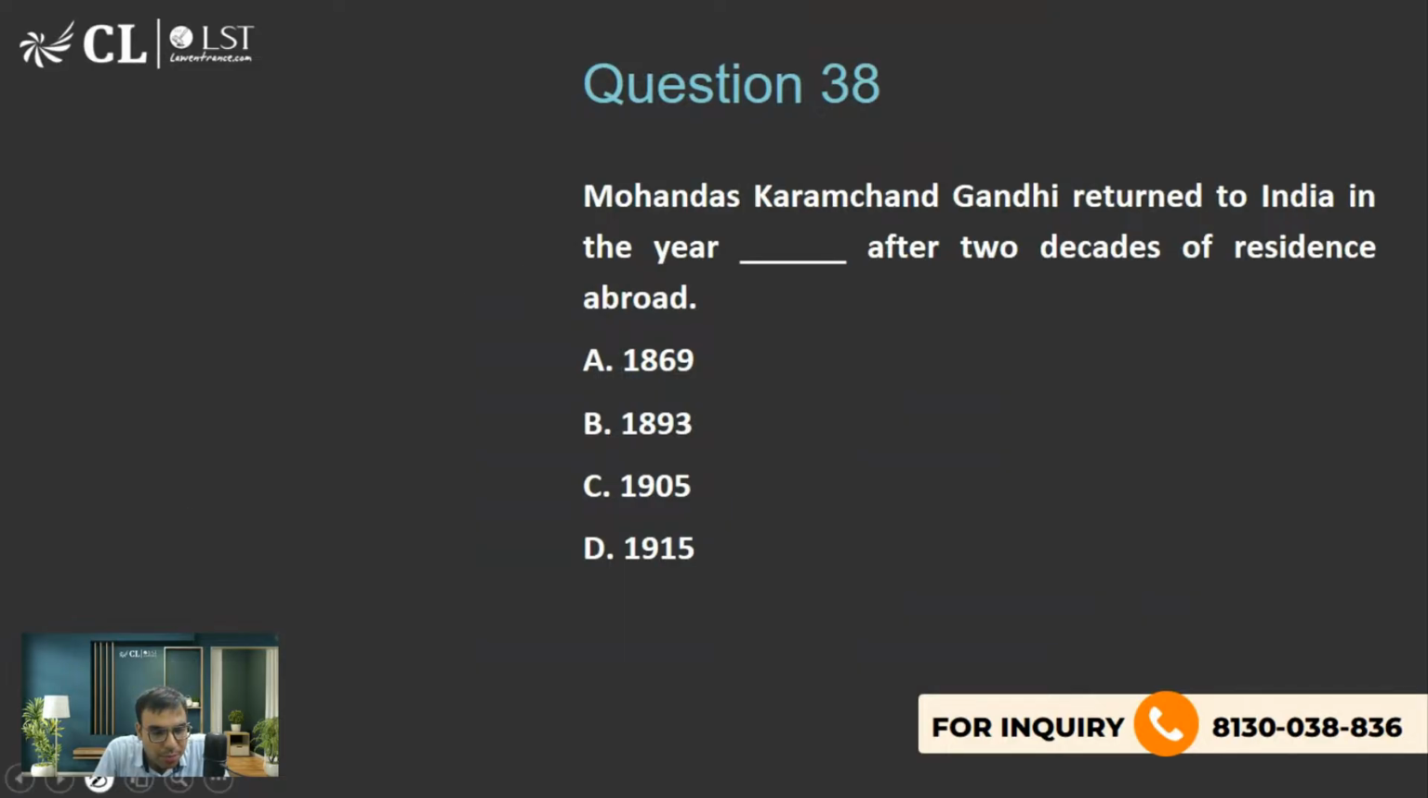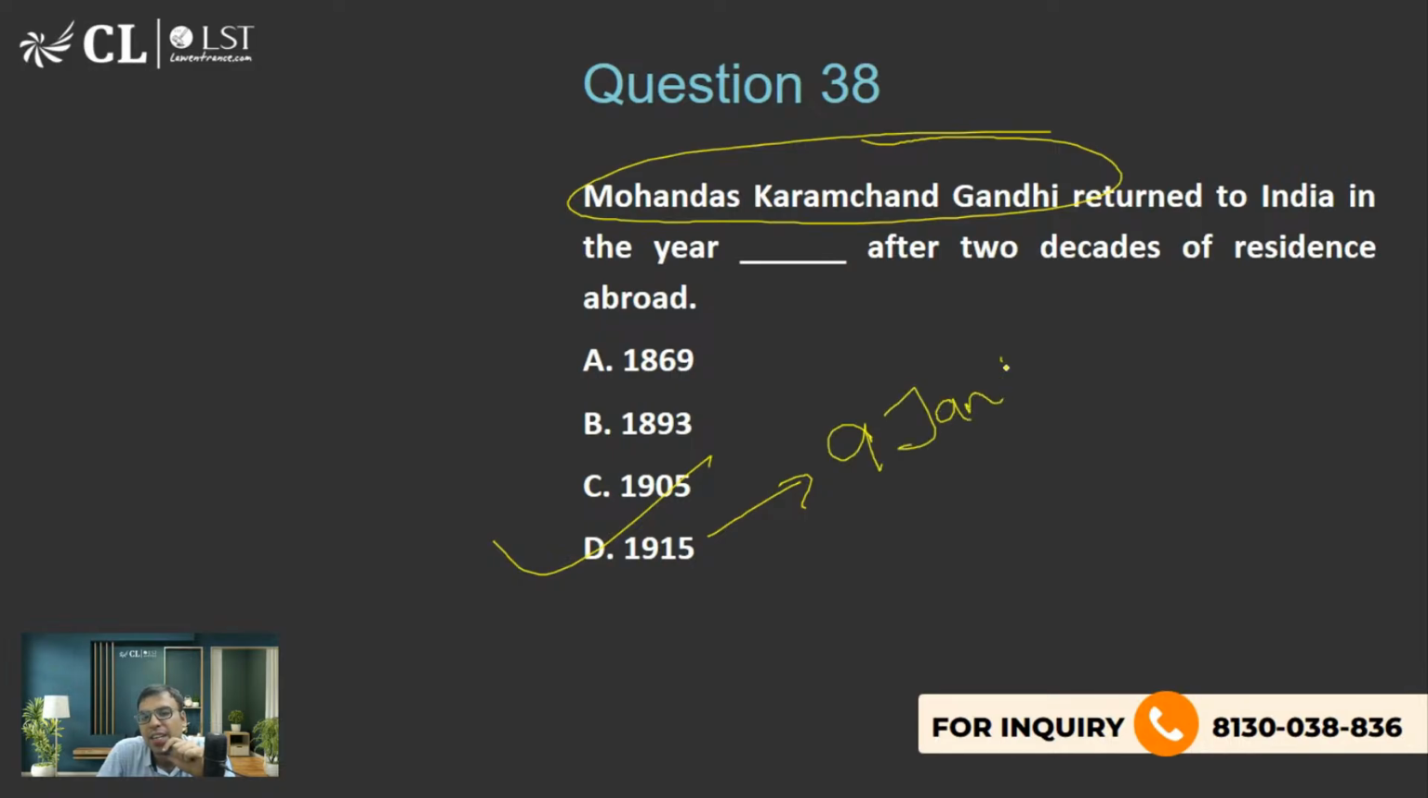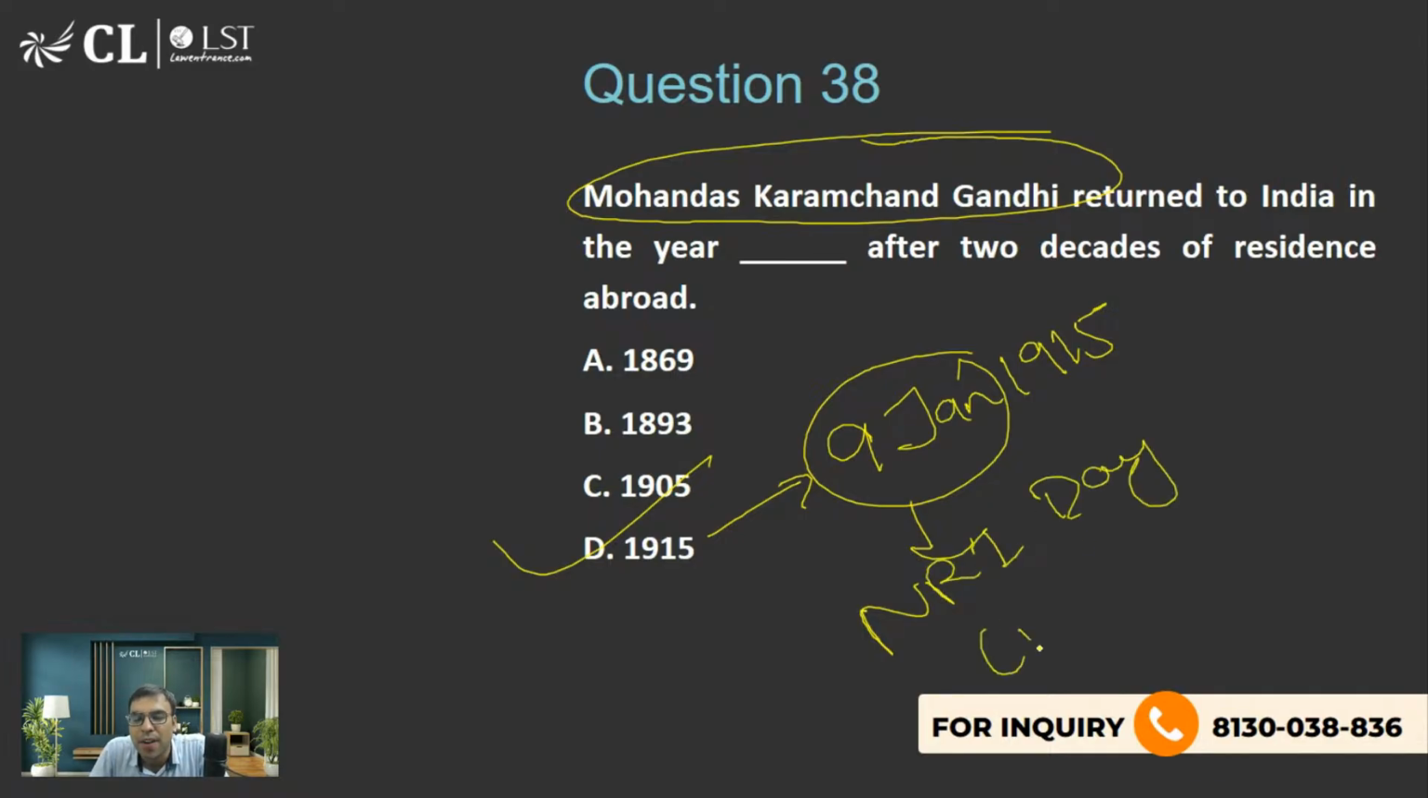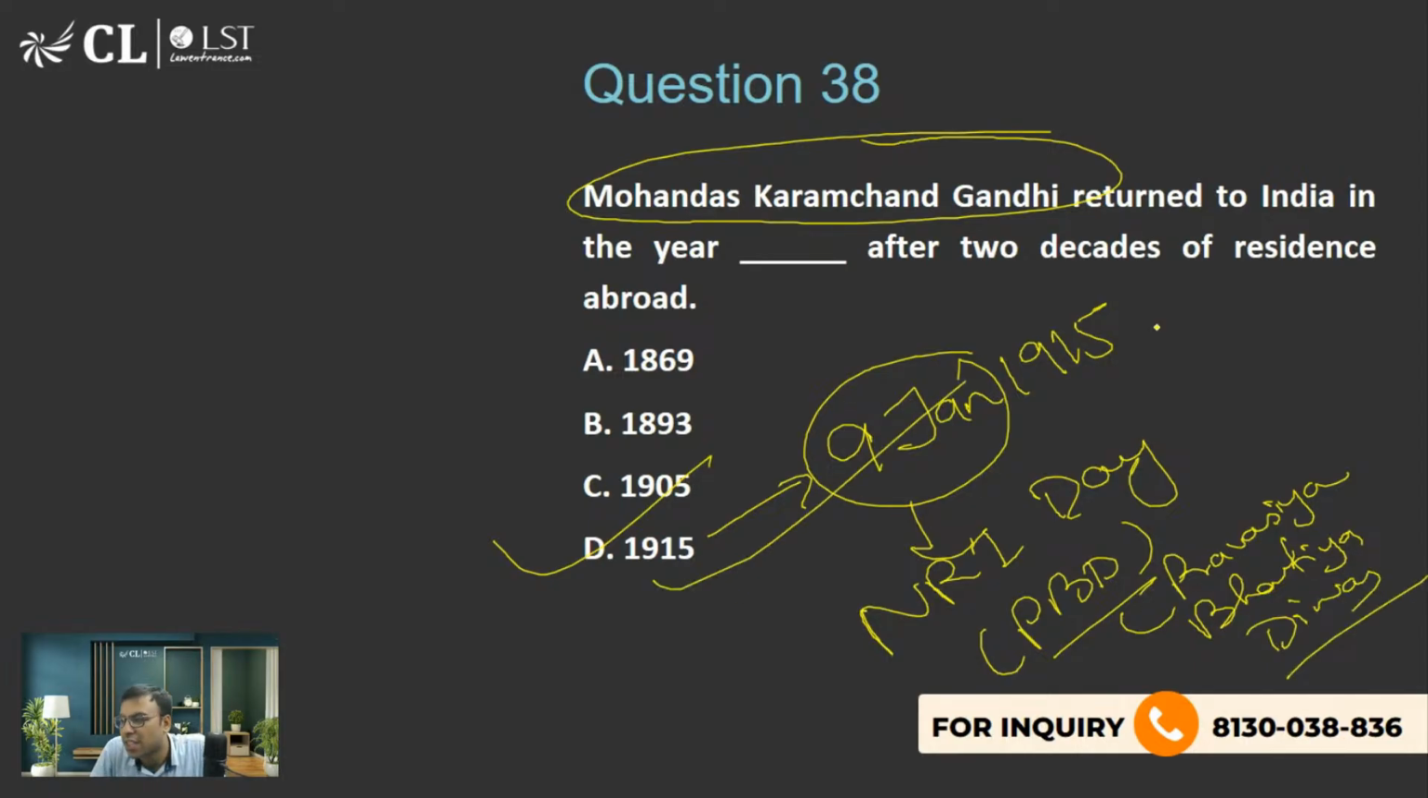The next question is about Mohandas Karamchand Gandhi returned to India in the year dash after 2 decades of residence abroad. 1869, 1893, 1905, 1950. Yes. Which day? Exact day कोई बता सकता है? मैंने सब बता रखा है ना, 9 January 1950. And this day is celebrated as what in India? NRI Divas, non-resident Indian day, या प्रवासीय भारतीय दिवस? प्रवासीय भारतीय दिवस. ठीक है. D is the right answer.